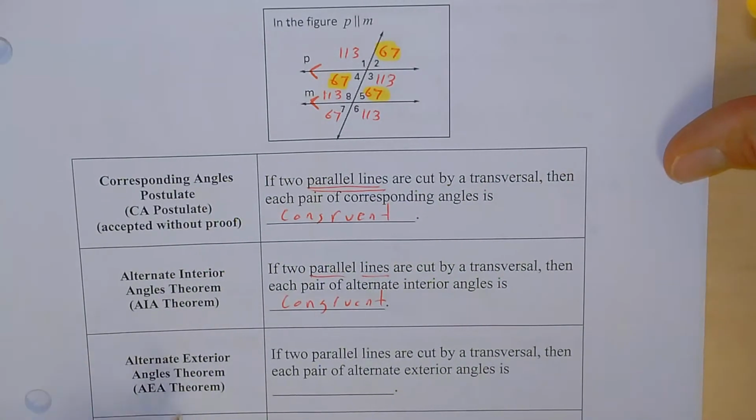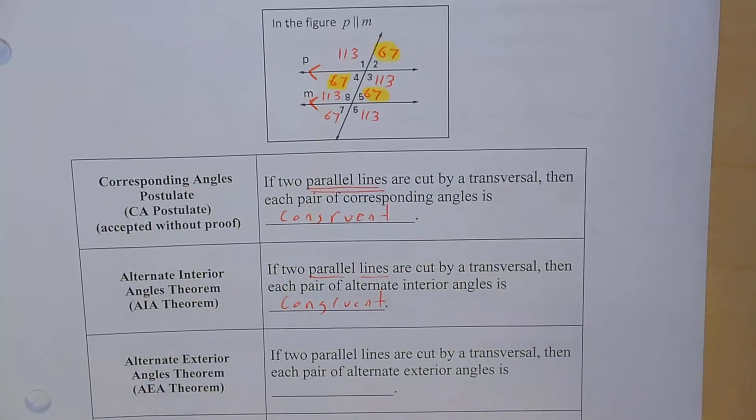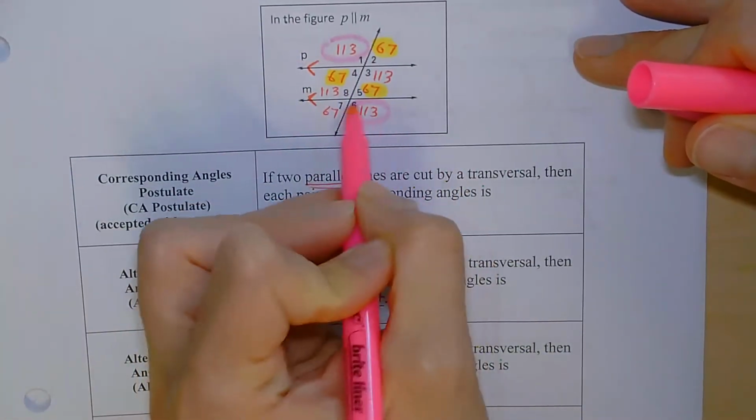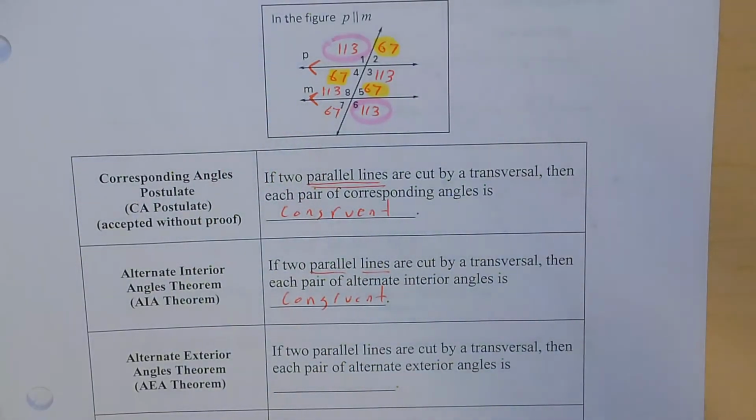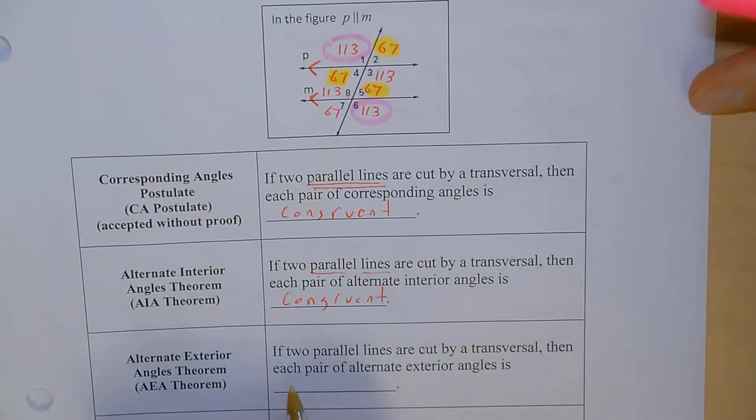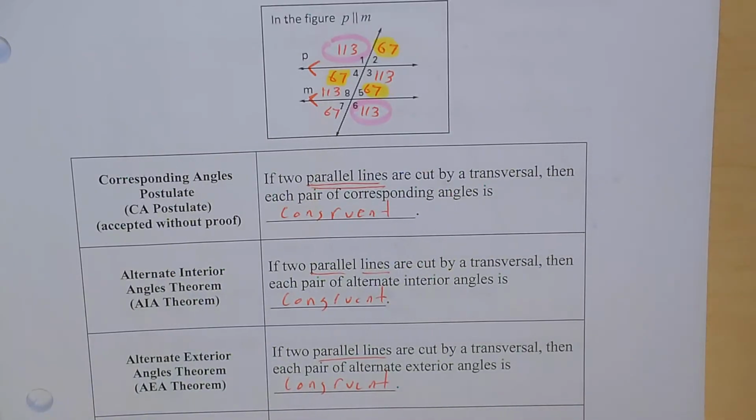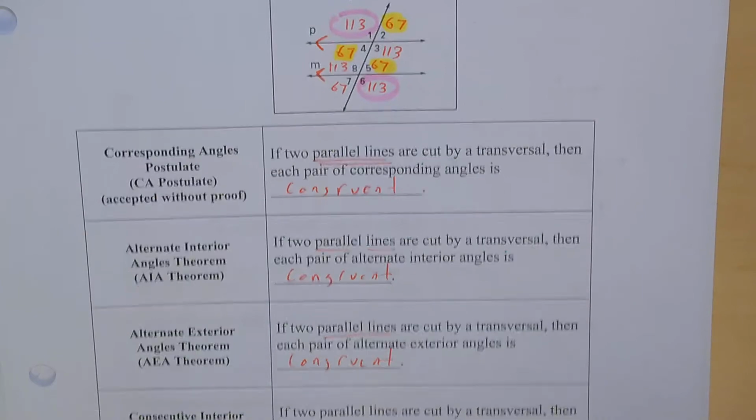Now we're going to look at a pair of alternate exteriors, and you can pick any pair you want. Alternate exteriors would be like 1 and 6. 1 and 6 are alternate exteriors. What do you notice? They're going to have the same measures also. So if your lines are parallel, they will be congruent. Now all this is happening if your lines are parallel. It doesn't work if your lines are not parallel. That's called the alternate exterior angle theorem.